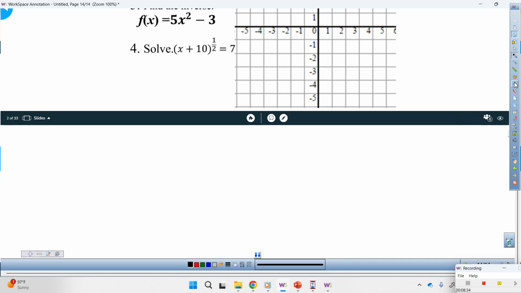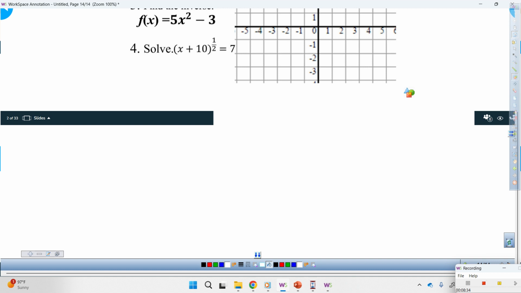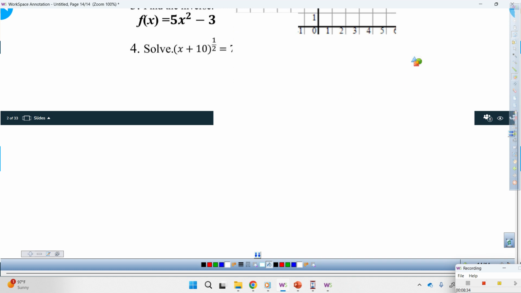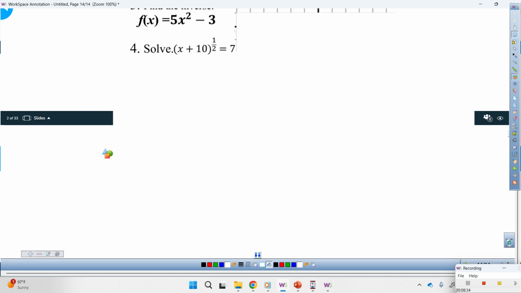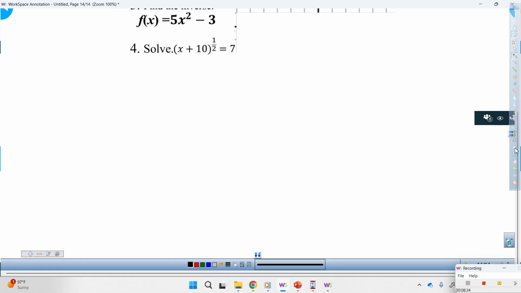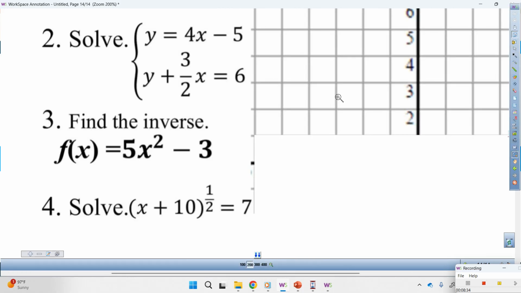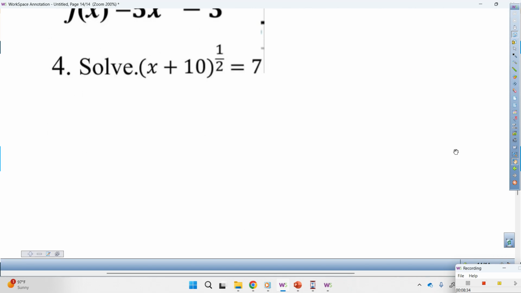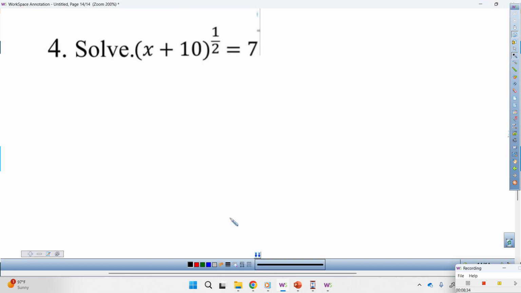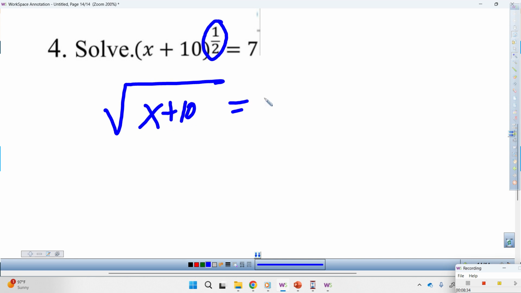Show your neighbor what you got, and then Julian's going to pass them one. Number 4. All right, Julian, pass them one. Allison, do you have an answer, or you're going to walk us through the process? Oh, so you're going to help us with the process? All right, good. So here we go. What is 1/2? Square root. Very good. So we write square root of x plus 10 equals 7.